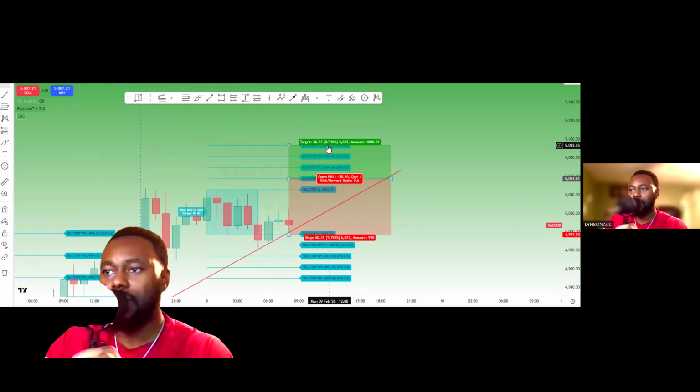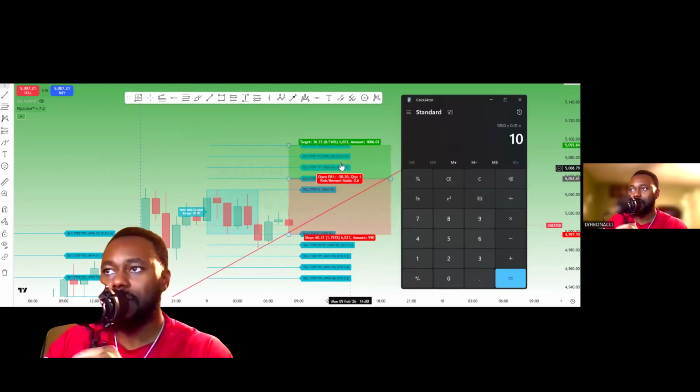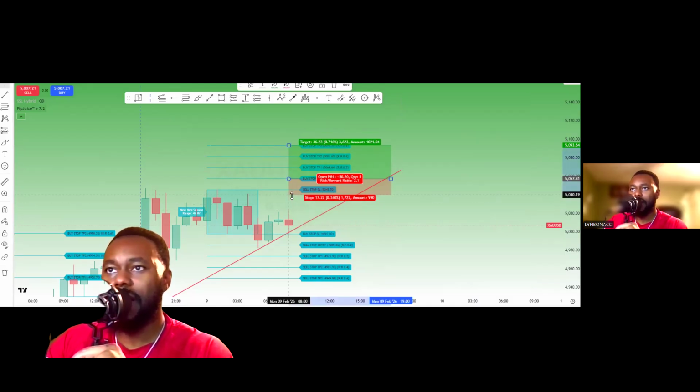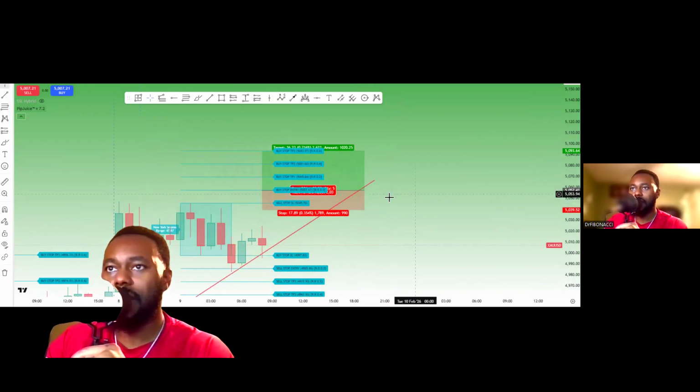So 0.71, right? This is not 71%, this is 0.71%. 0.71 divided by 2 would give me 0.355. So I would need to move this up to 0.355. That's a 1 to 2 risk to reward, right? I'm risking 0.35 to make twice the amount.